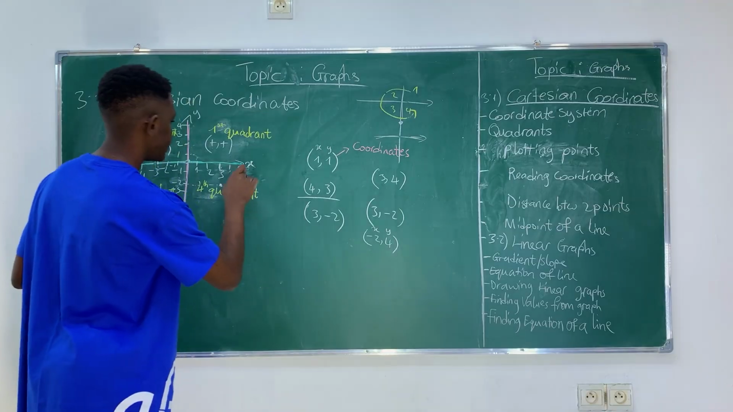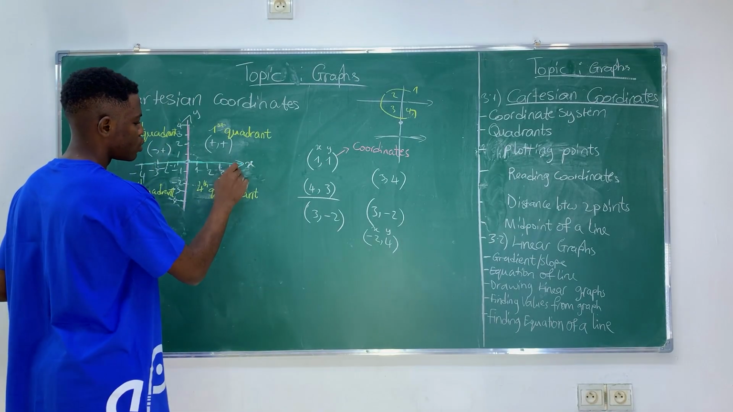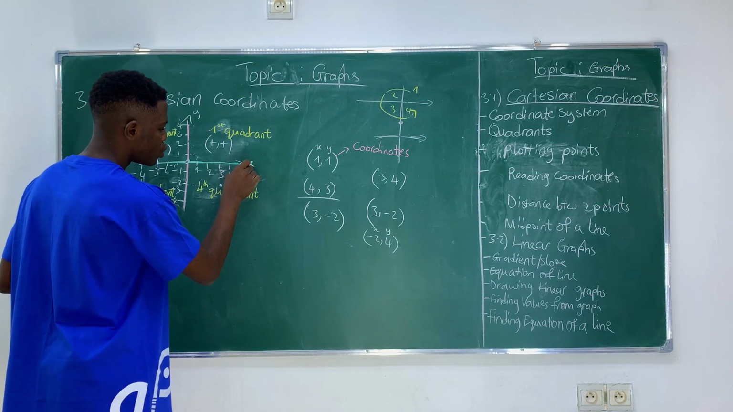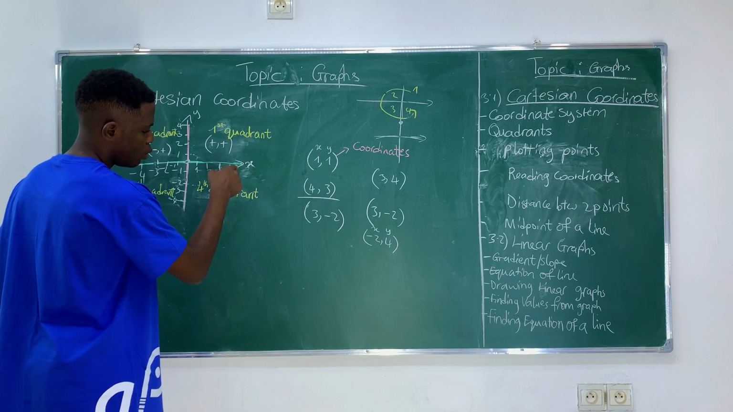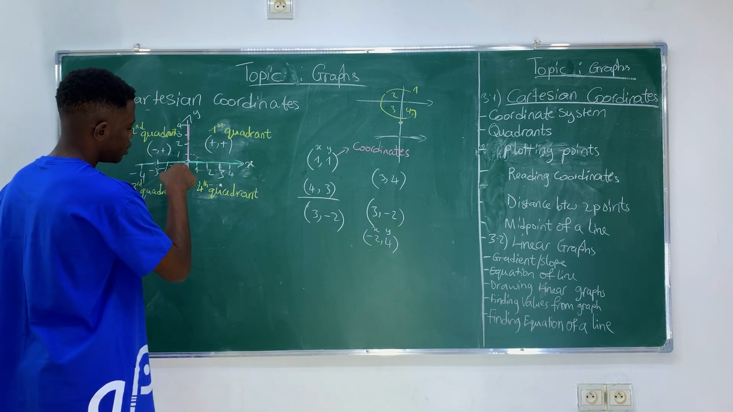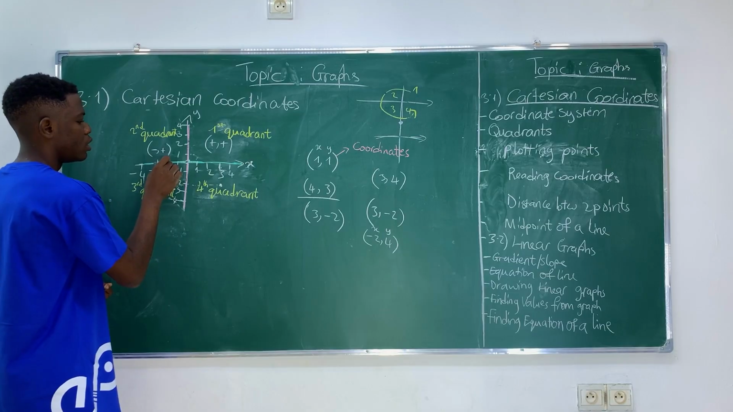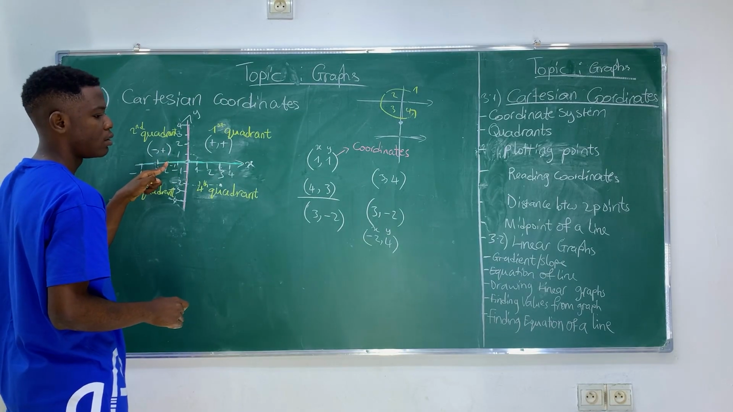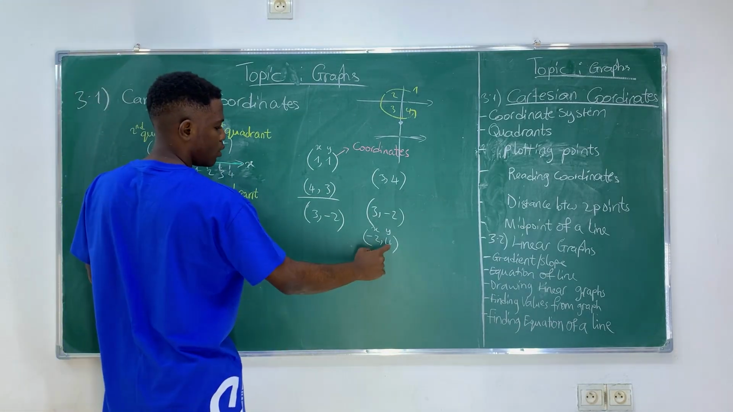X is -2. Where is x? This is x. Where is -2? Let's check -2 on this line of x. Y is 4, 3, 2, 1, 0, -1, -2. This is -1 on this line. What is y? Y is 4.